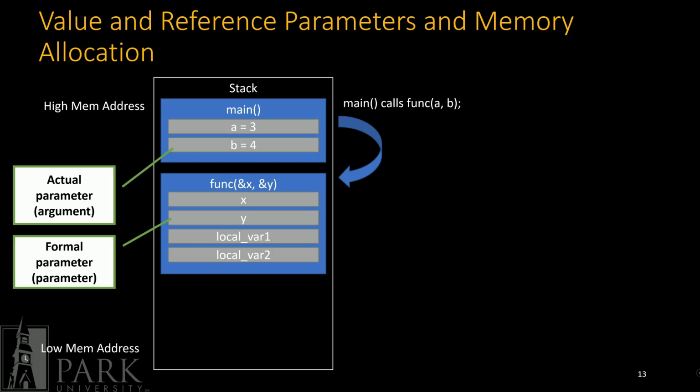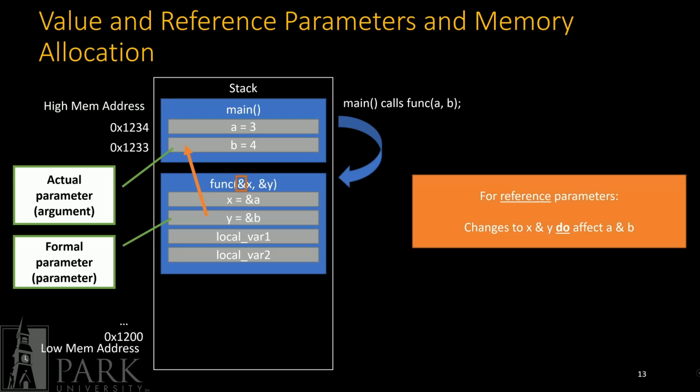For a reference parameter, on the other hand, the actual parameter's address is passed into the formal parameter. Note the ampersand on our formal parameter in the function declaration. Therefore, both formal and actual parameters refer to the same memory location. That is, they are referencing the same variable. Because of that, whatever happens inside of a function to the formal parameter affects the actual parameter.